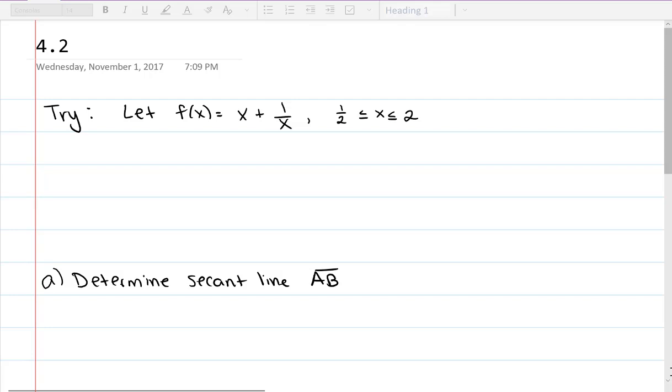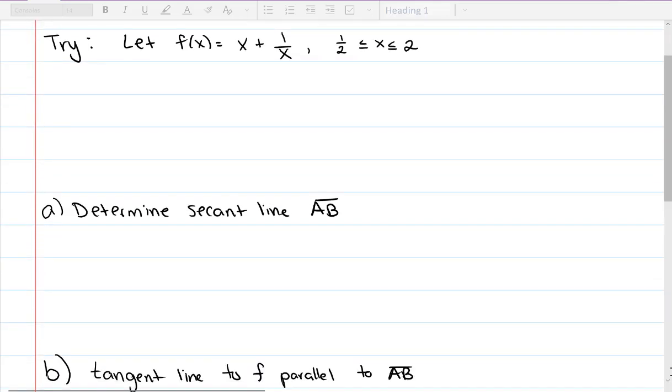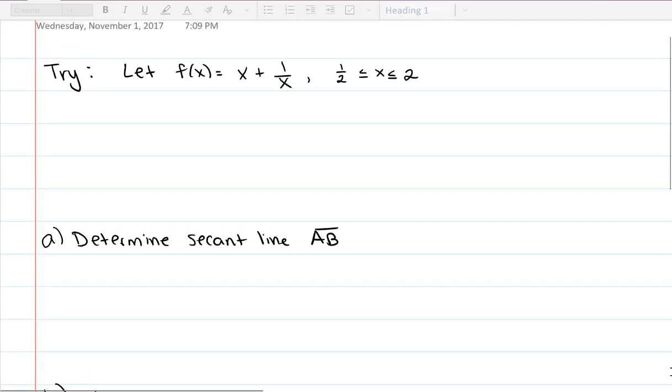So we're going to take f of x equals x plus 1 over x from the values 1/2 to 2. And we're going to first determine the secant line that joins A and B, and the tangent line that is also parallel to that secant line.